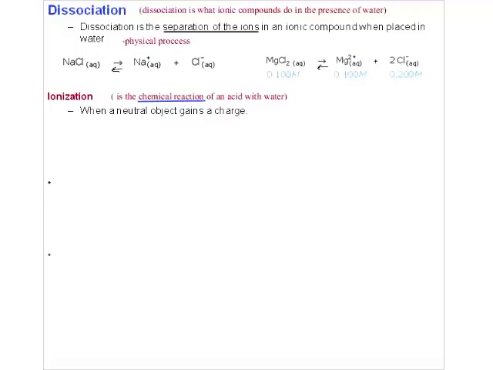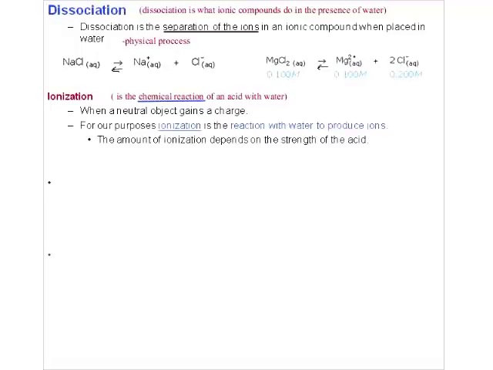So for our purposes, the ionization that happens is the reaction of, say, an acid with water to produce ions. The neutral water is gaining a hydrogen ion, and it's going to be producing H3O+, or hydronium. The degree to which this chemical reaction occurs is a function of how strong the acid is. The stronger the acid, the larger the degree of this chemical reaction. The weaker the acid, the lesser degree that this reaction would go. All right, so that's what we refer to as strong or weak.